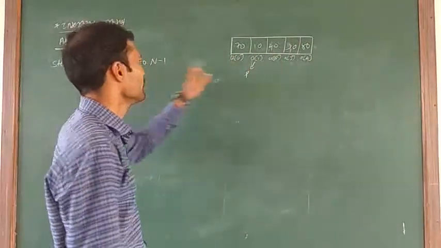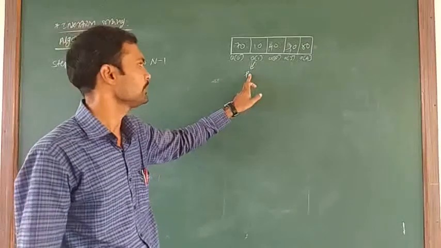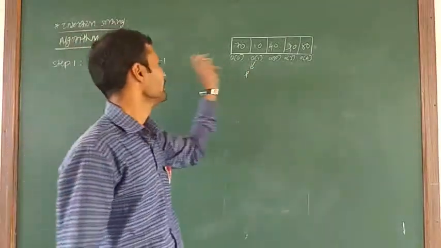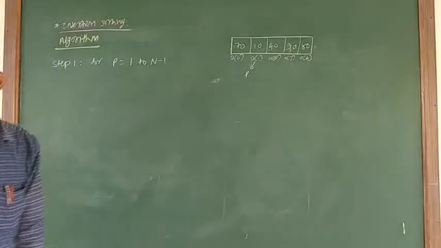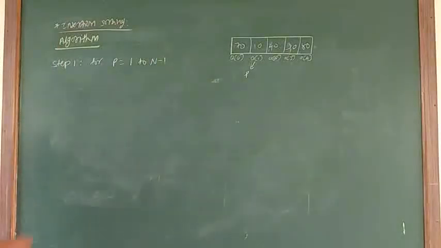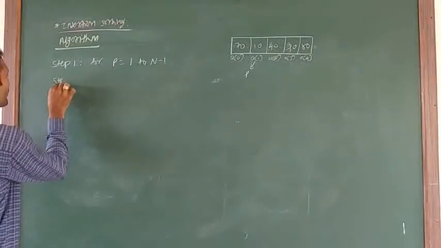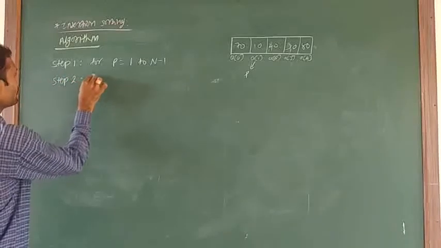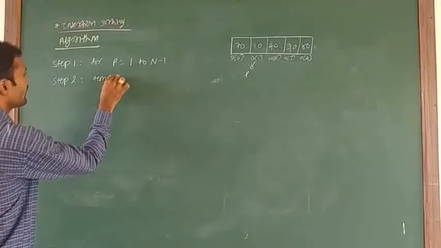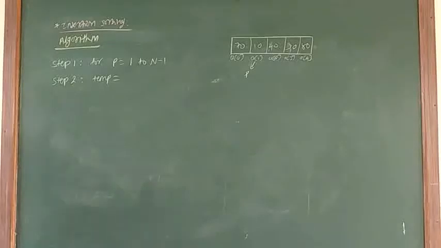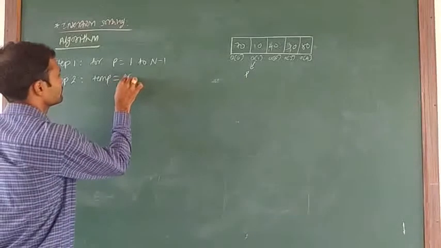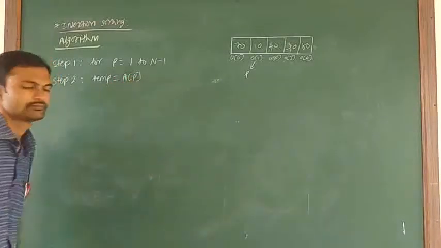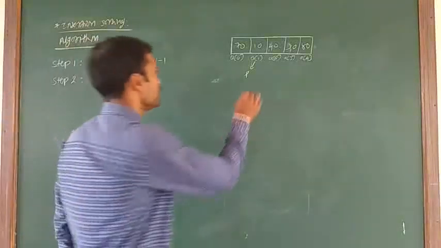So take 1 as the first location. This is p. It becomes p now, up to n minus 1 as the last location. Then step 2: temporary is equal to A of p. That means again temp is also here only.